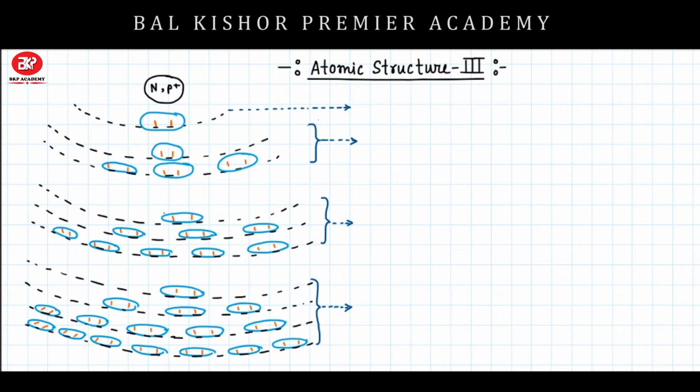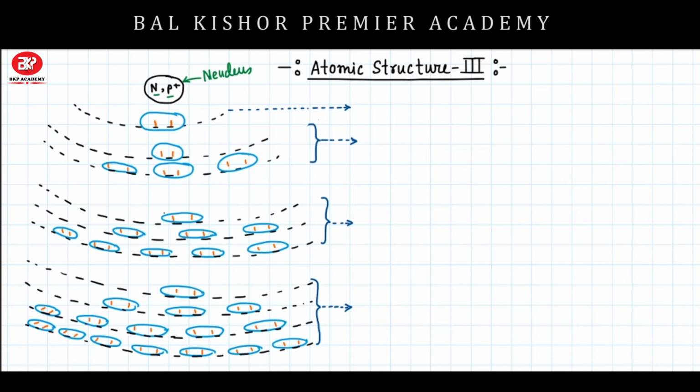In this video, we are going to discuss the atomic structure. This is the third part of the atomic structure. We have already done two videos on the atomic structure, so this is the third video. Previously we have seen that this is the nucleus of the atom, and this is proton and this is neutron.